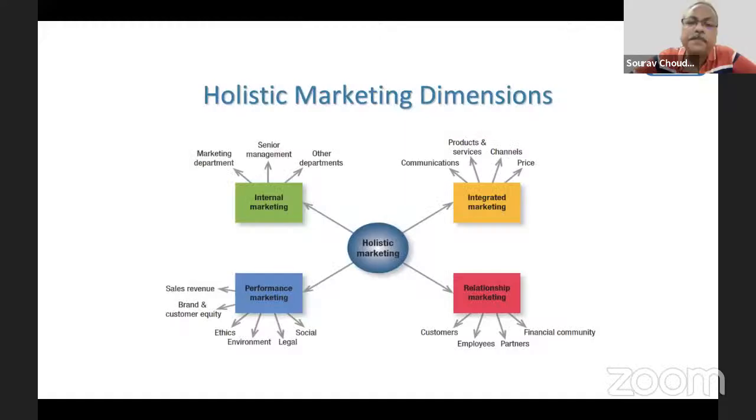with their partners, outside vendors and partners, whoever are there, relationship with the banks and other financial community.